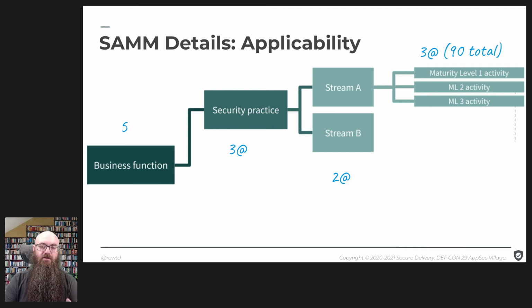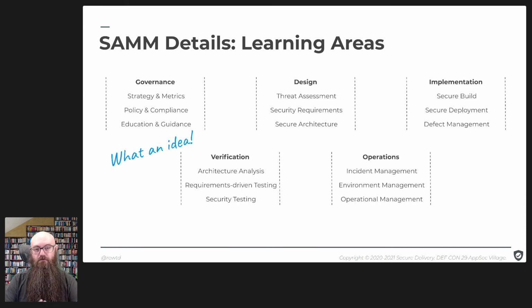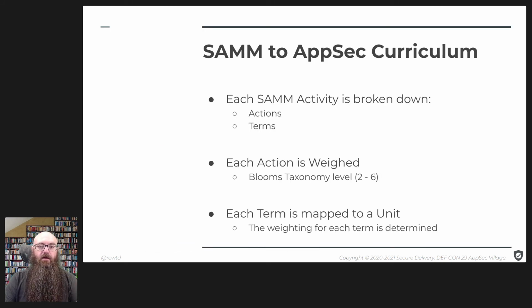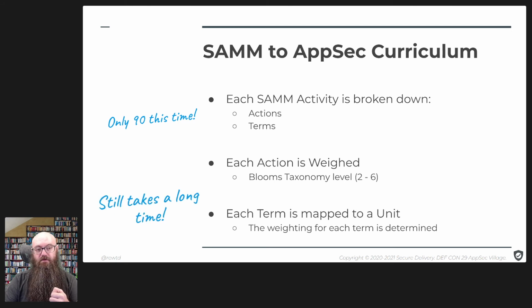Streams cover different aspects of a practice and have their own objectives, aligning and linking the activities in the practice over the different levels. Now, the learning areas in SAMM cover activities from overall governance and education, hey, that's a thought, through to operational concerns like managing incidents. As before with the ASVS, we break down the activities into actions and terms and then go through the weighing process. There are fewer activities in SAMM than requirements in the ASVS, yay, but the activities are more complex. Damn.